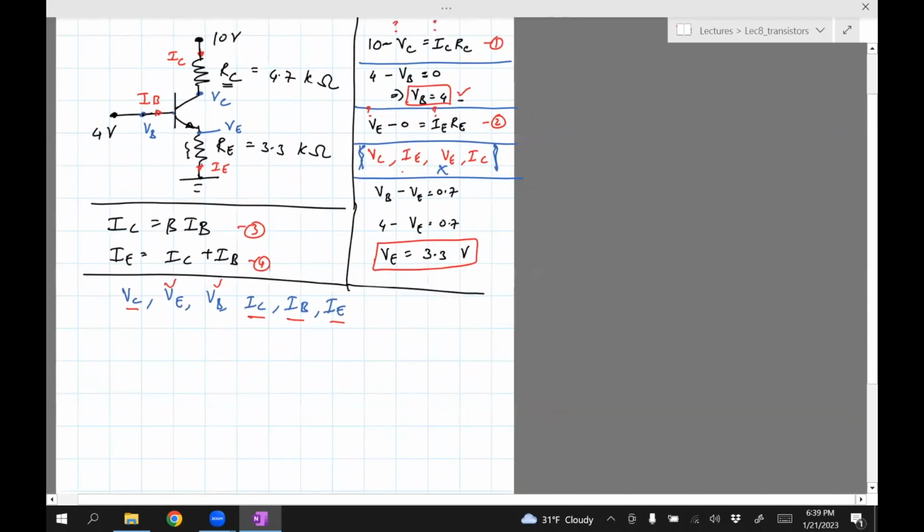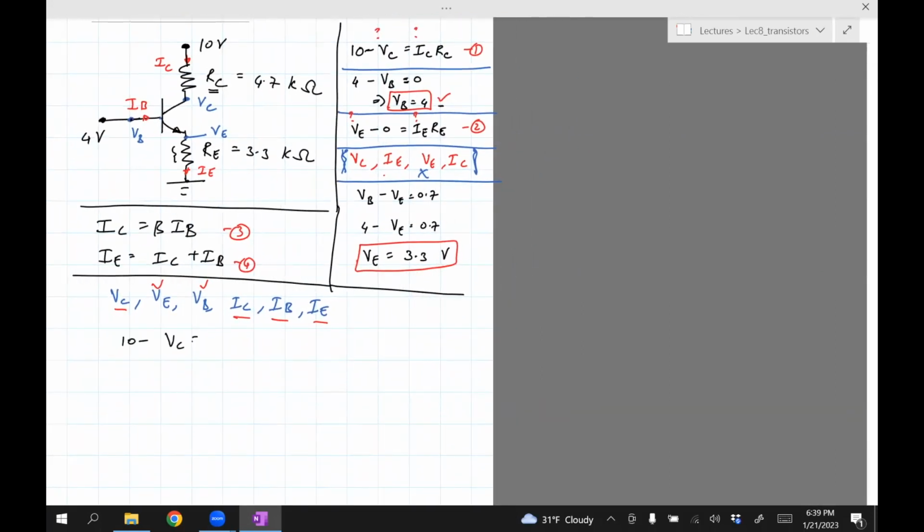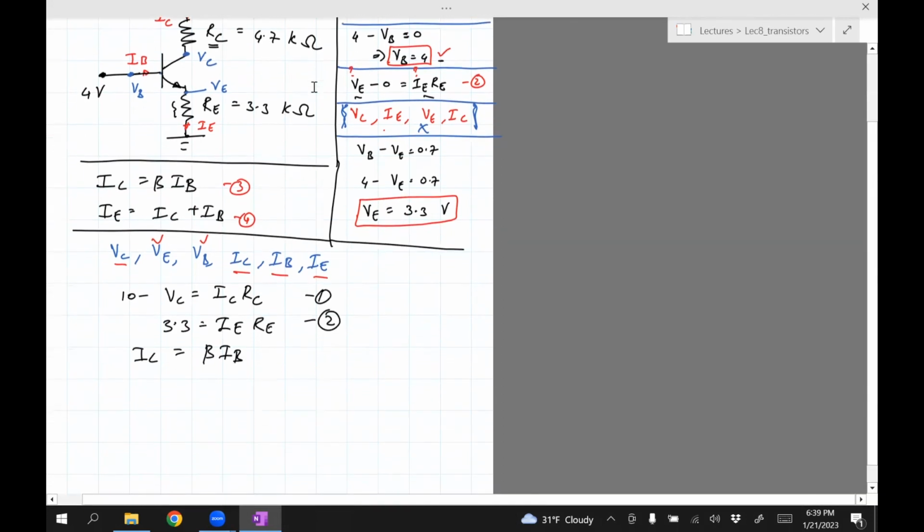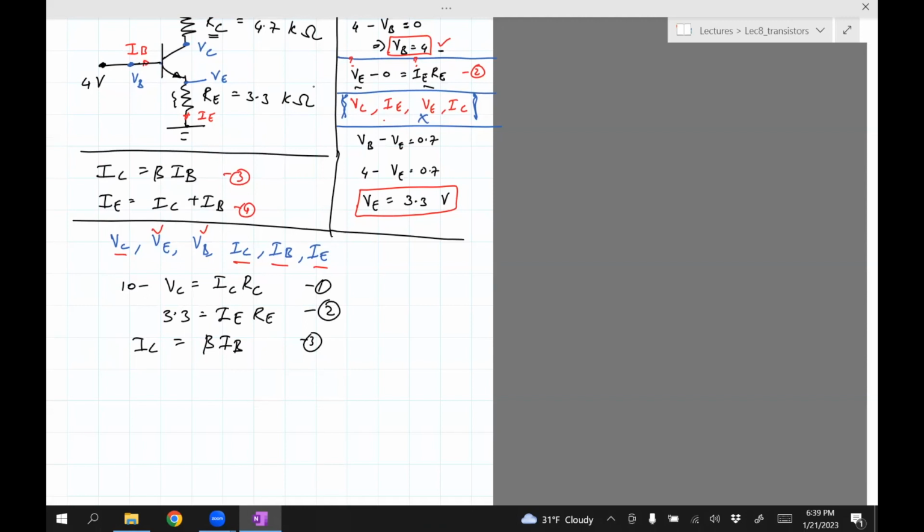So we can write 10 minus VC equals ICRC, which is equation 1. VE equals IERE, which means that I know VE now, so I can write 3.3 equals IERE. This is my equation 2. IC equals beta IB. That's equation 3. And then finally, IE equals IC plus IB.